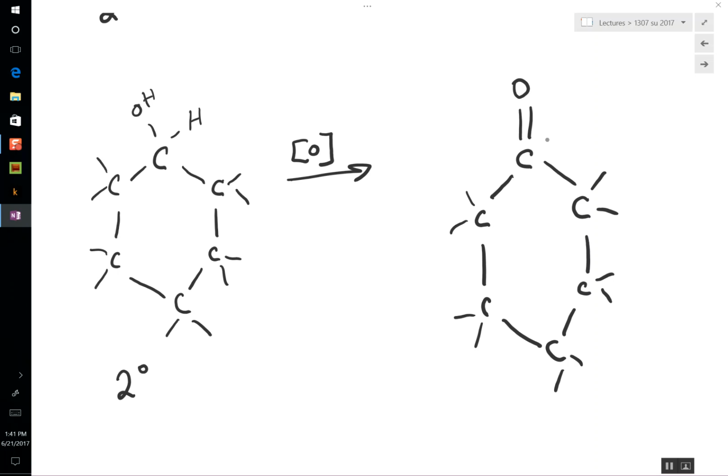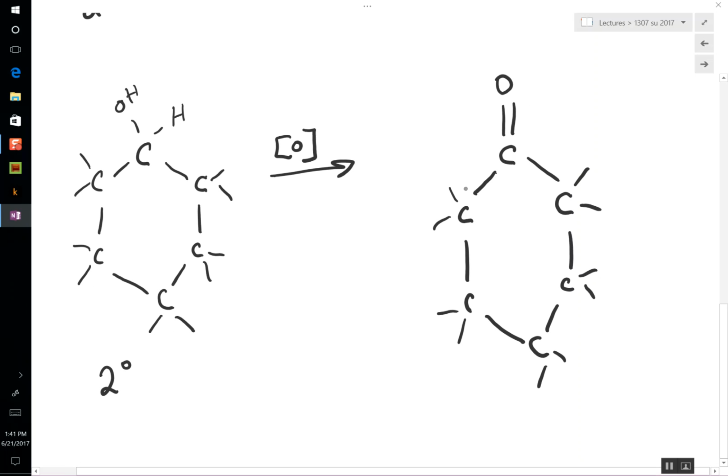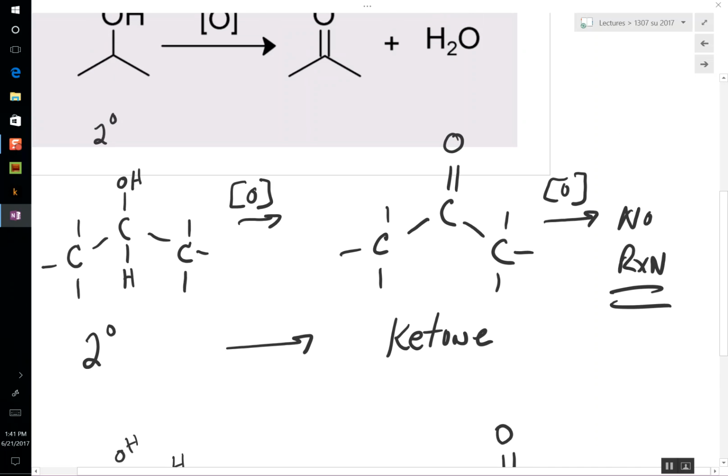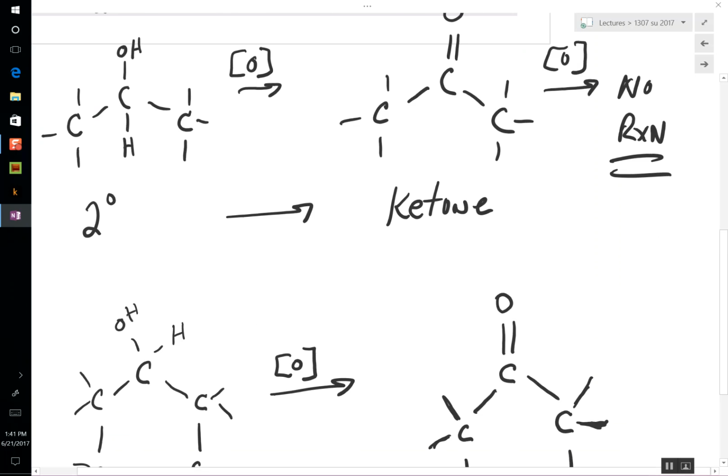That's cyclohexanone. It's a ketone, cyclohexanone. I said don't worry about naming them, so you can ignore that I said that. But that's what you get, okay? And you don't need to know the name. You just need to know how this proceeds. This is how it proceeds. Where you got an OH, you end up with a carbon-oxygen double bond, and you're losing 2 hydrogens. Okay.